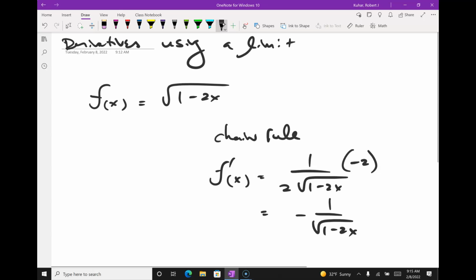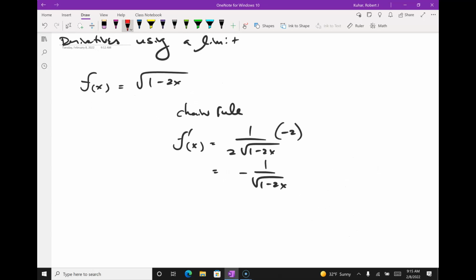You remember my shortcut for square root of x. If y equals square root of x, we had y prime is 1 over 2 square roots of x. So you can kind of see that in my version here, right? It's a square root, so there's my 1 over 2 square roots. And then where is the slope of the inside?